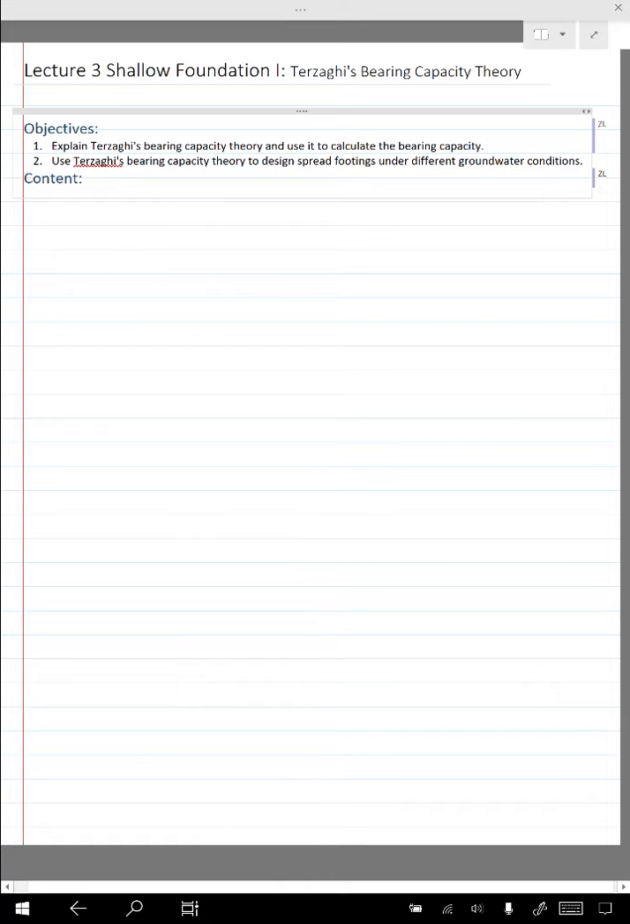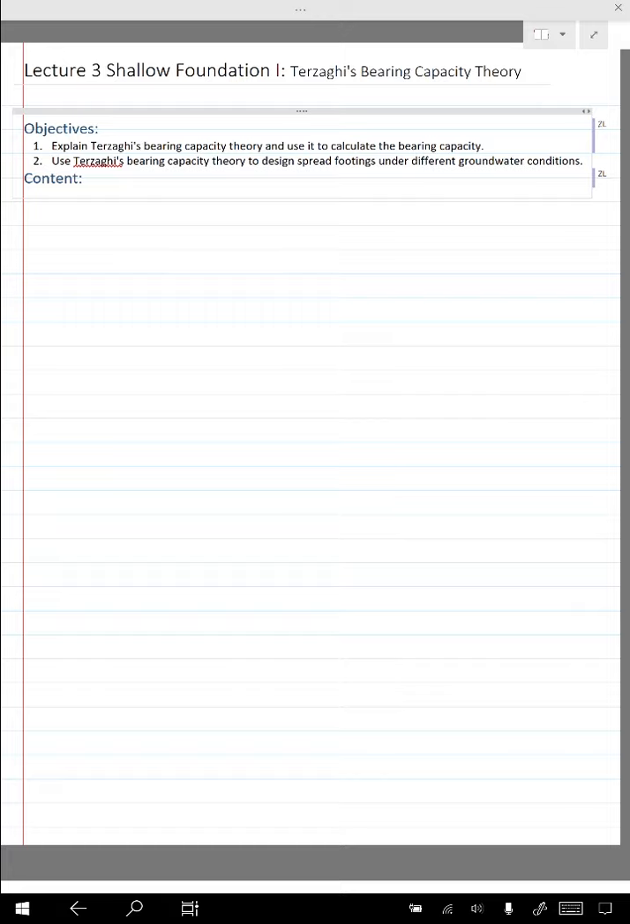This is the first topic of shallow foundation. We start talking about the bearing capacity of shallow foundations. There are different types of design theories for calculating or analyzing the bearing capacity of shallow foundation, and we will start with a very simple and widely accepted one proposed by Terzaghi.